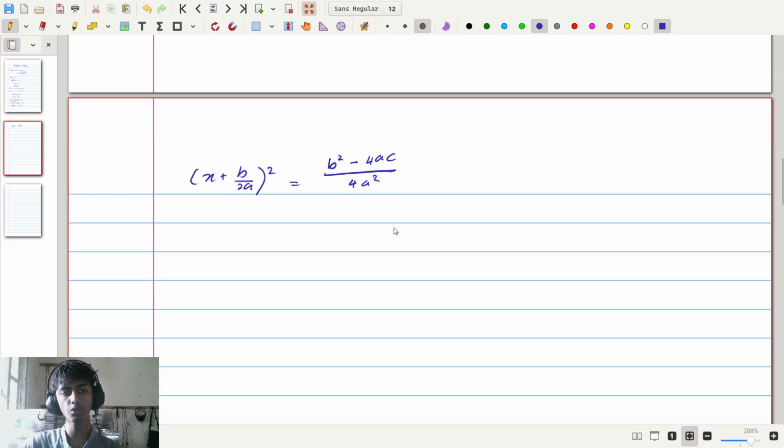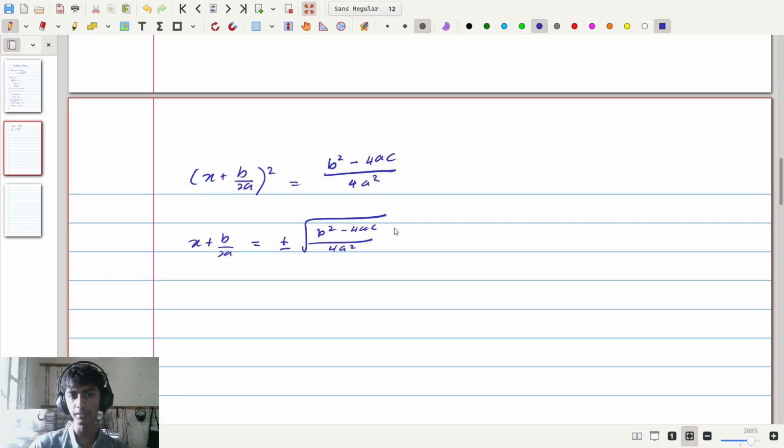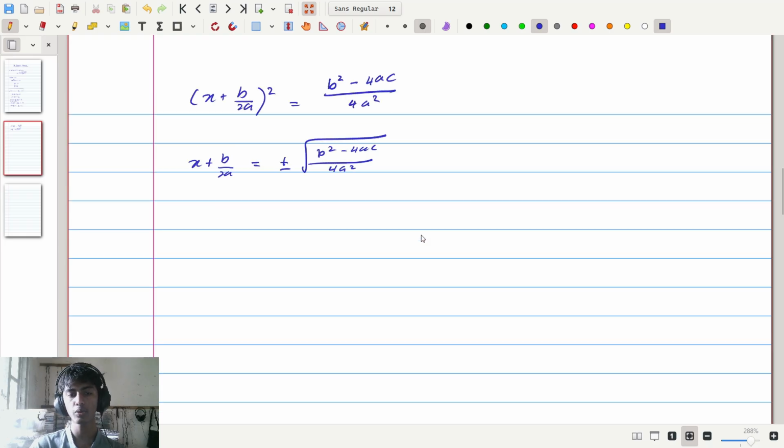Now taking the square root of both sides, we get that x plus b divided by 2a is equal to either the positive or the negative square root of b squared minus 4ac, whole thing divided by 4a squared. Now we're going to do a little funny thing. We're going to distribute the square root among the top and bottom, the numerator and the denominator.